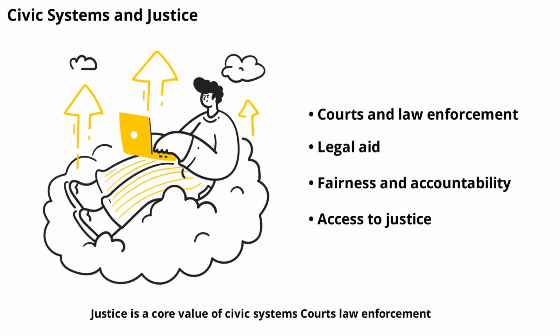Justice is a core value of civic systems. Courts, law enforcement, and legal aid organizations work to uphold the rule of law and protect individual rights. Civic systems ensure that laws are applied fairly and that everyone has access to justice. By promoting fairness and accountability, civic systems build trust and support social stability.